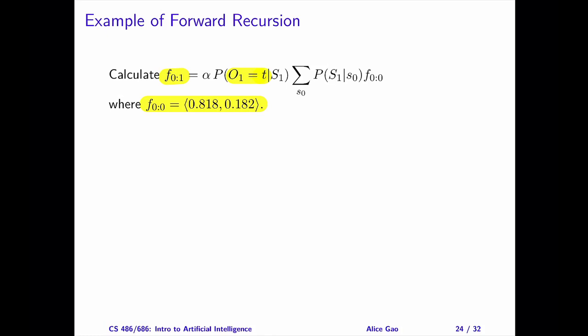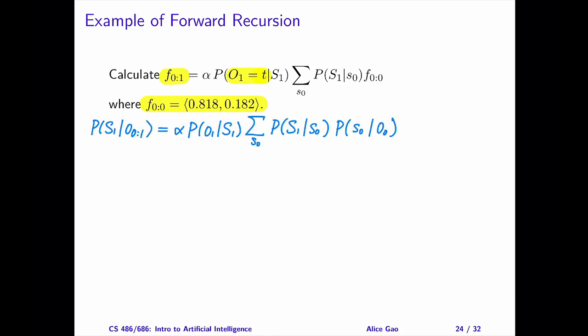It is a bit challenging to plug in numbers right away, so let me rewrite the formula to make it clear which numbers we need to plug in. First, let me replace the F values with the original probability notations. This makes it clear which variables are in the terms. Next, let's write out the two terms in the summation explicitly. The first term is for S0 is true, and the second term is for S0 is false.